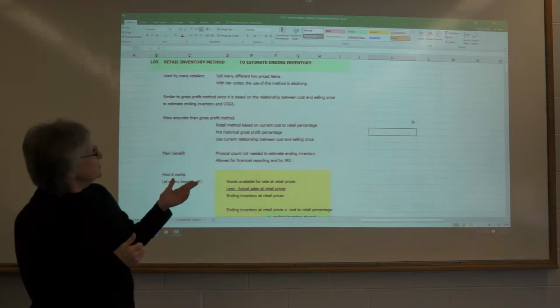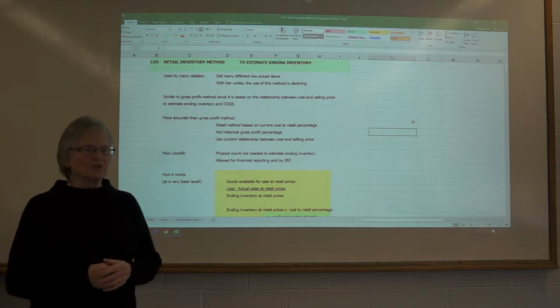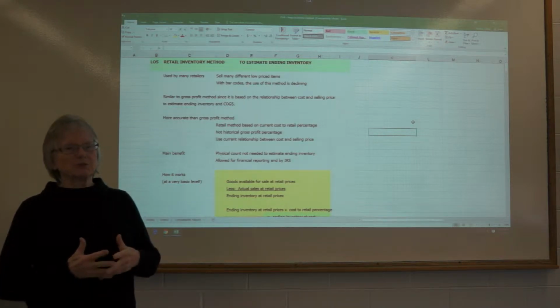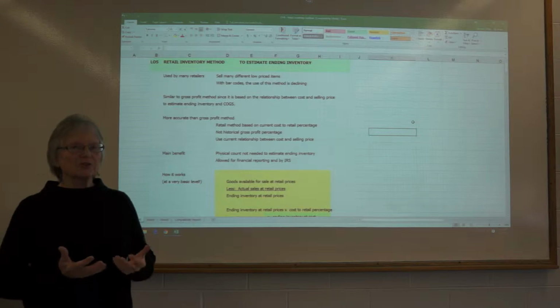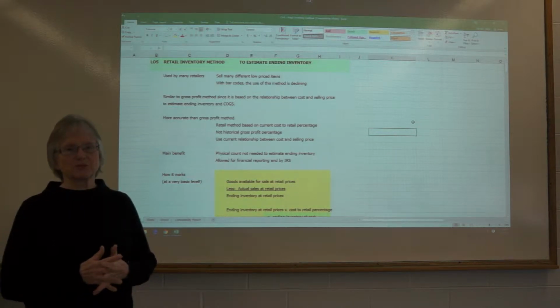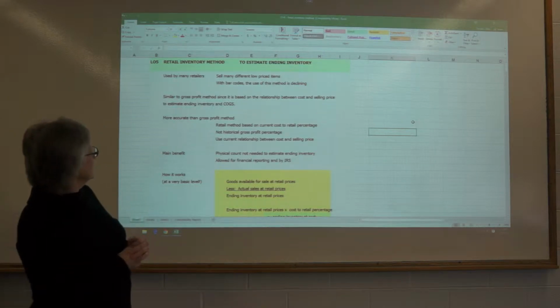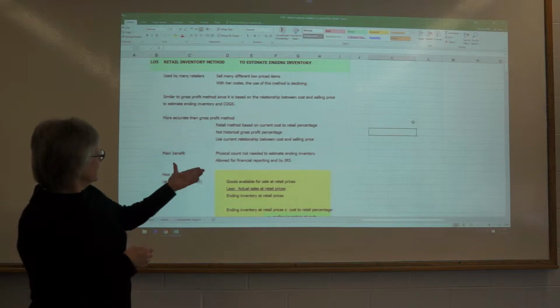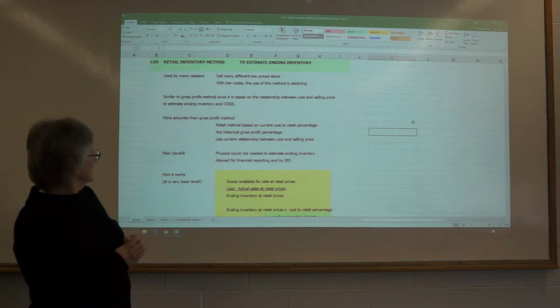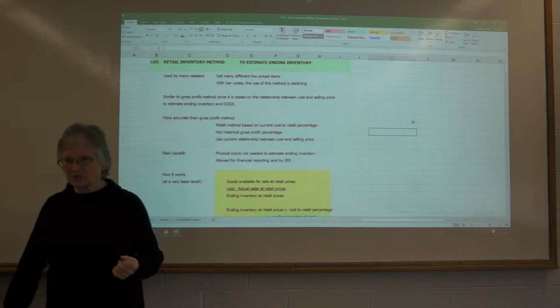It's based on the relationship between cost and selling price, but with the retail inventory method, you're using the current cost to retail percentage as opposed to the gross profit percentage, which is most likely historical. Okay, so it's a little more accurate, and it is allowed for financial reporting and by the IRS. Okay, so how does this work?